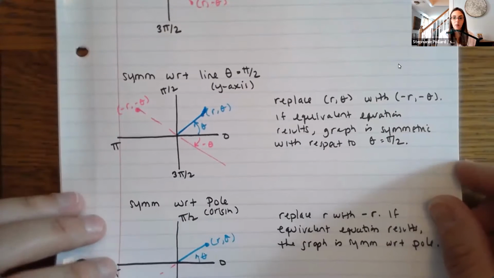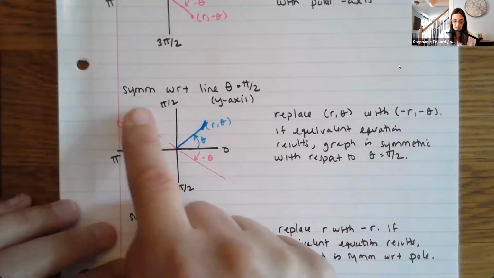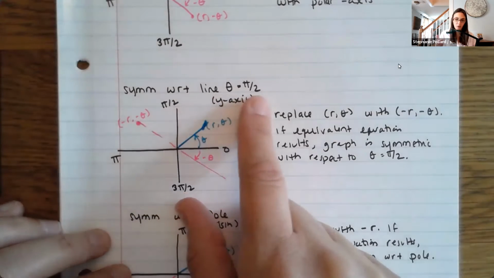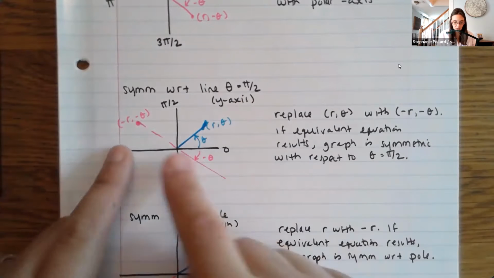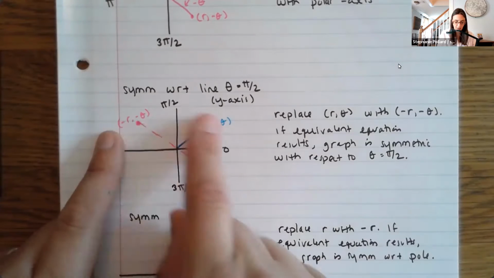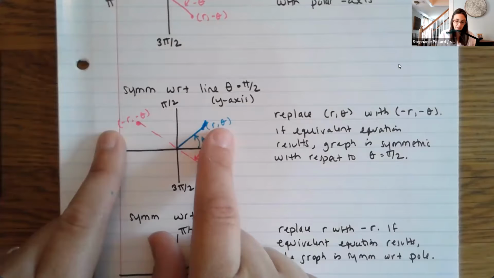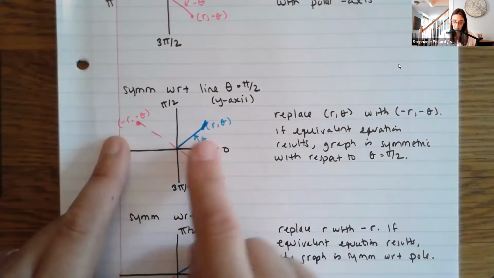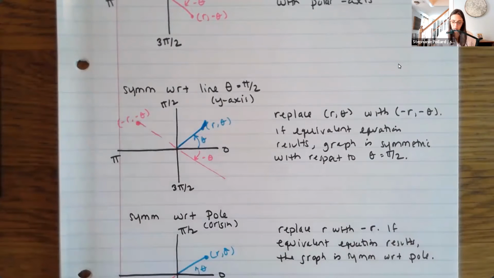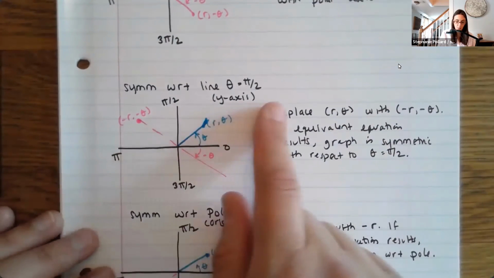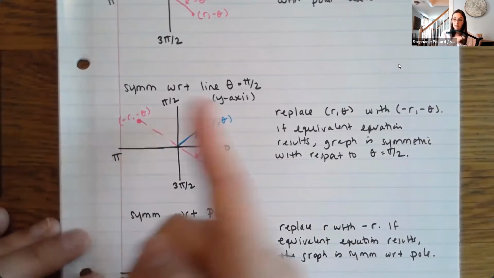The second kind of symmetry that we see is with respect to the line theta equals pi over 2. So here's your line, and you can see that you have a different kind of symmetry here, right? It's not an up and down, it's a left to right symmetry in a way. So we replace r, theta with negative r, negative theta. And again, if you get the same equation back out, then you do have symmetry with respect to the line theta equals pi over 2. It'd be like the y-axis symmetry that we're used to. So you have this kind of left-right symmetry instead.